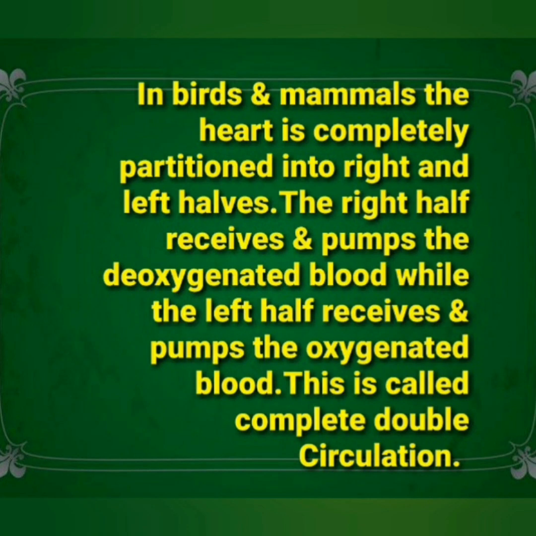Next is about double circulation. In birds and mammals, the heart is completely partitioned into right and left halves. The right half receives and pumps the deoxygenated blood, while the left half receives and pumps the oxygenated blood. This is called complete double circulation.